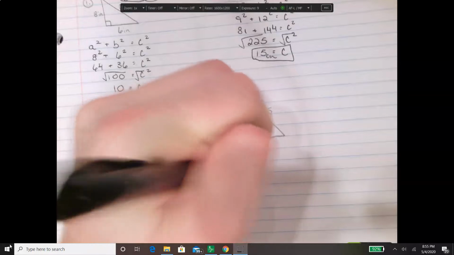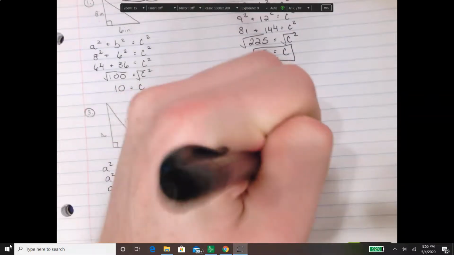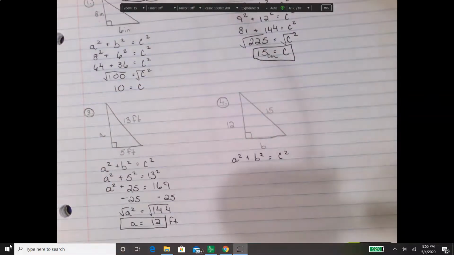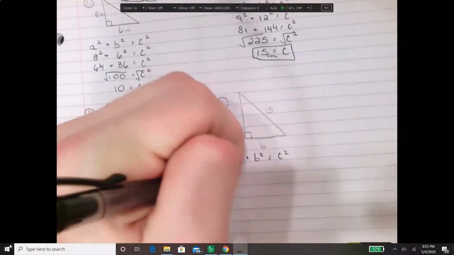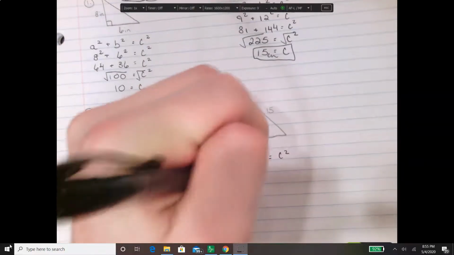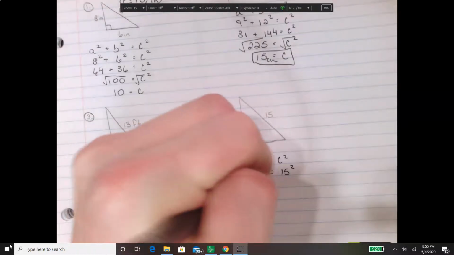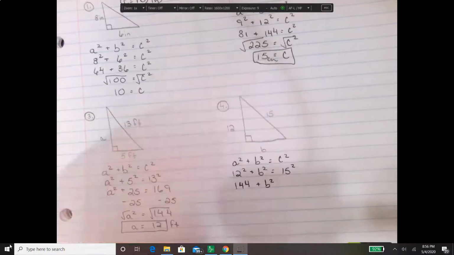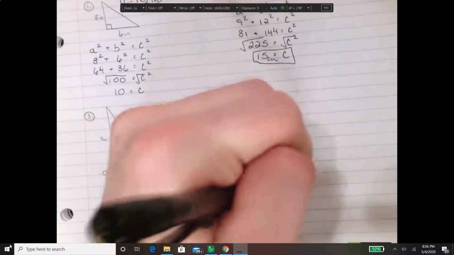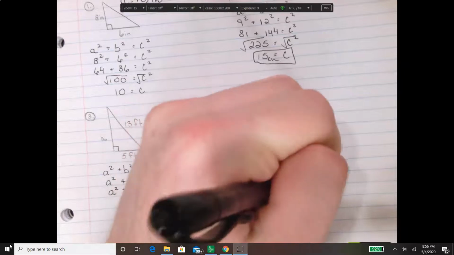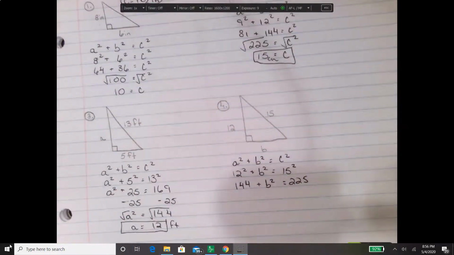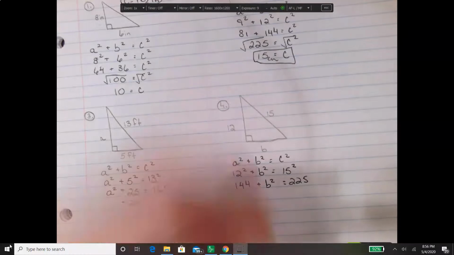So I'm going to have a squared plus b squared equals c squared. I think it's a good idea to always write that formula down. 12 squared plus b squared equals 15 squared. So go through, simplify it down. So 12 squared is 144 plus b squared, and that's equal to 225. Now I want to get b squared by itself, so I'm going to subtract 144.